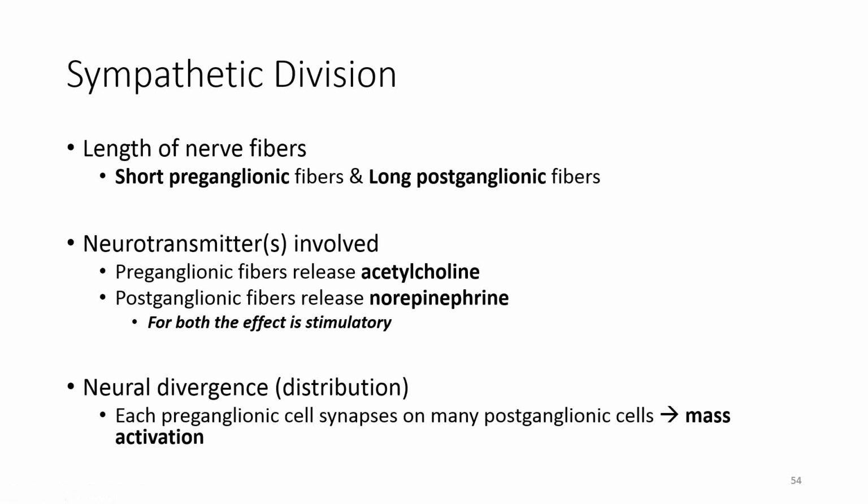And then the distribution of those nerve fibers is that one neuron is going to synapse on a whole bunch of other cells. And so this is called mass activation. This is going to diverge, and it's going to excite a whole bunch of cells, causing a really large scale response.